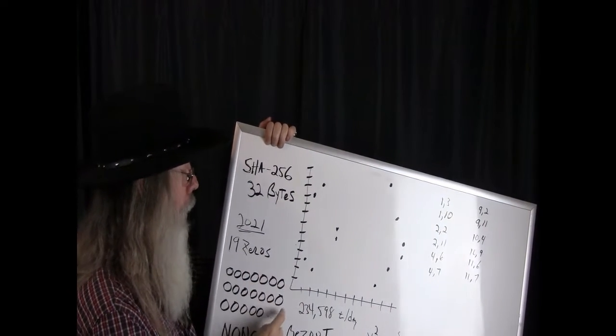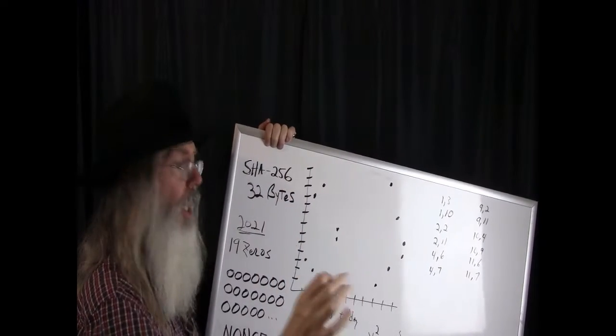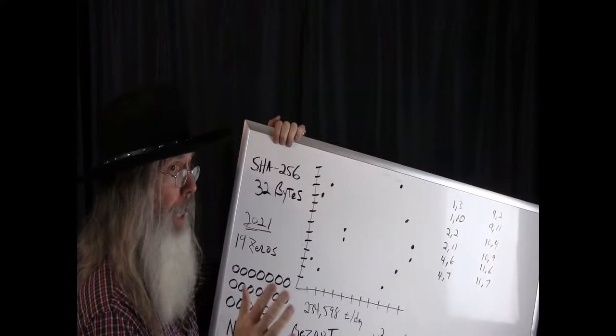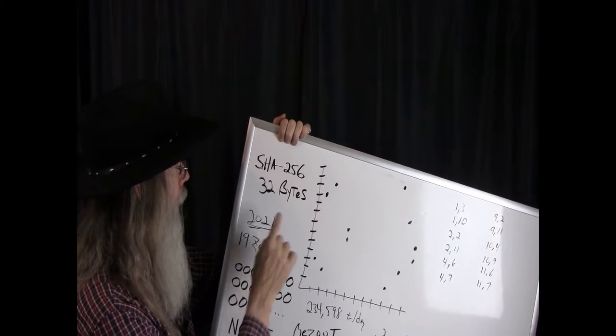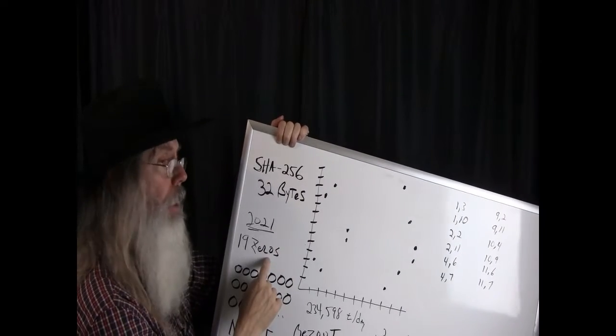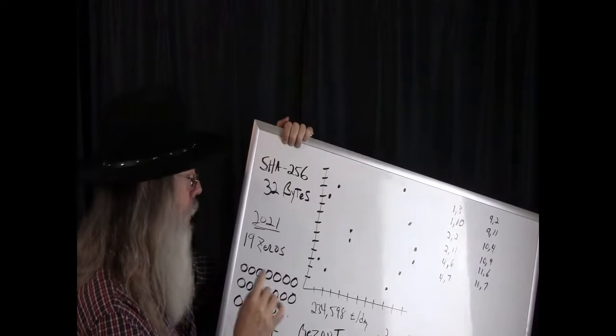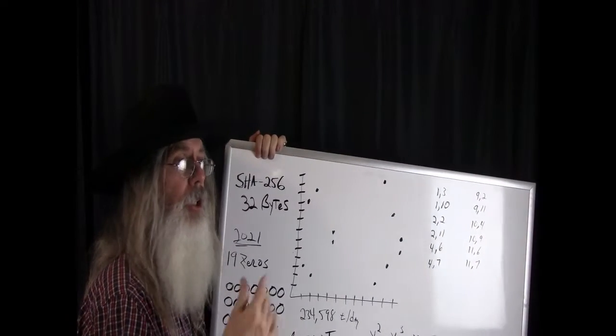How many zeros have to be at the beginning of that 256-bit number. Currently, as of 2021, and it could very well be more than this, 19 zeros. So if it doesn't start with 19 zeros, they use what's called a nonce, and it's just an incrementer.